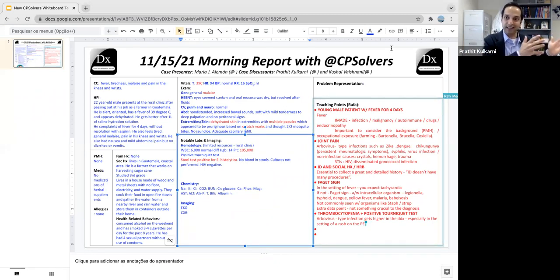If you're in a resource-heavy setting, the patient has fever, belly pain, I think many would end up getting a CT scan in that situation.